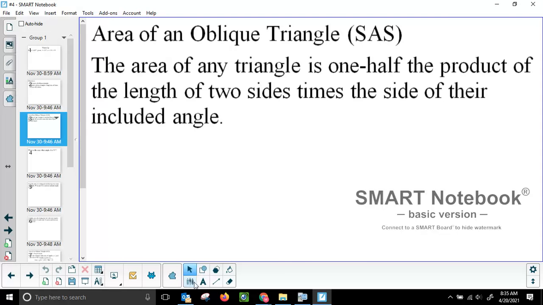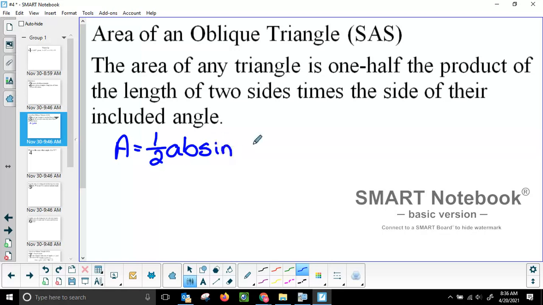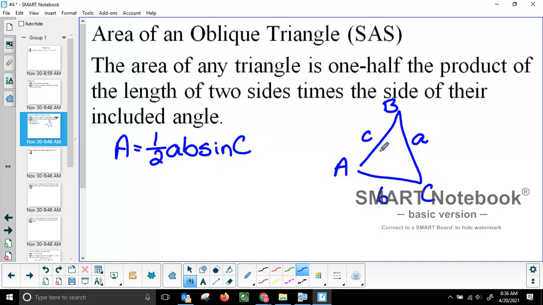Now if you want a specific formula for this, that's fine. We can do A, that's area, is equal to 1/2 of side a times side b times the sine of angle C. Whoops, I forgot my 1/2 in there. And of course, if we think of a triangle with angles A, B, C, then this would be side a, side b, and side c.